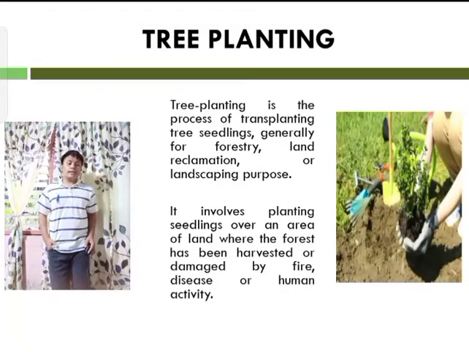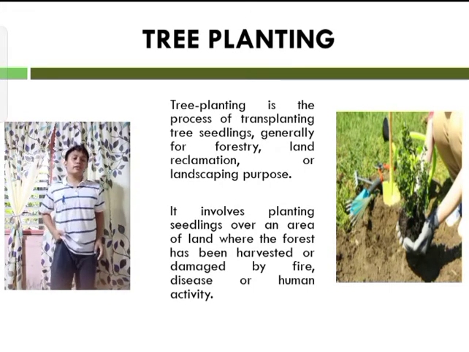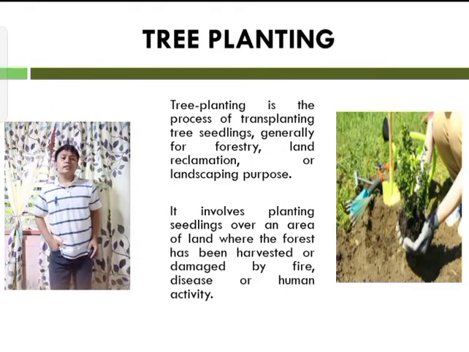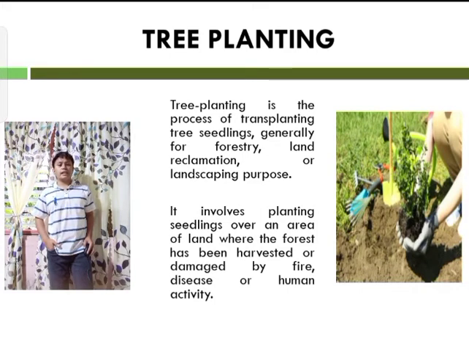So now let us define what tree planting is. I know that we already have an idea what tree planting is because it is common to us, and we already performed it during our high school maybe. So here, tree planting is described as the process of transplanting tree seedlings, generally for forestry, land reclamation, and landscaping purposes. Like sodding, tree planting is for landscaping purposes as well. It involves planting seedlings over an area of land where the forest has been harvested or damaged by fire, disease, or human activity.